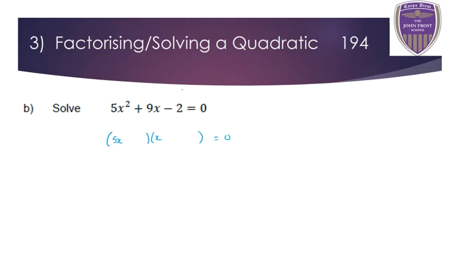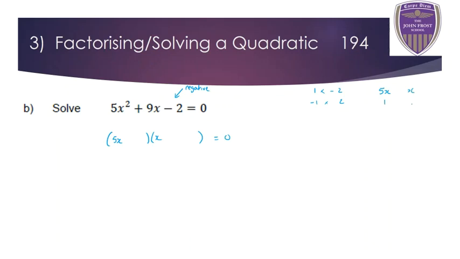So I've got a negative product here. In order to get minus 2, I either do 1 times minus 2 or I do minus 1 times positive 2. So there's my options for my factors. Now we've got to remember that one of those factors is going to be multiplied by 5x and one of them is going to be multiplied by x.